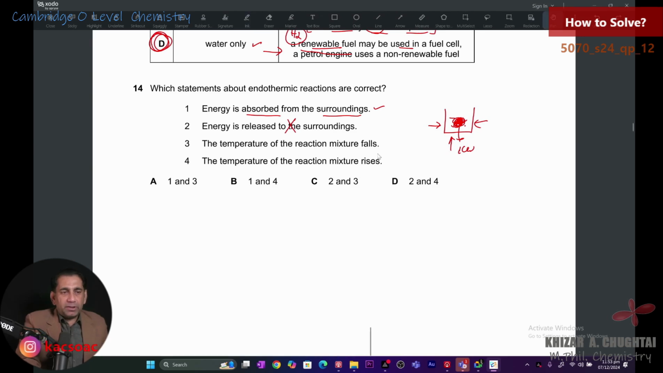The temperature of the reaction mixture falls. Yes, it is true. For example, I'm having water as well. So the temperature of the water will decrease. So 3 is correct. The temperature of the reaction mixture rises? No. 1 and 3 once again, and A is the correct option.